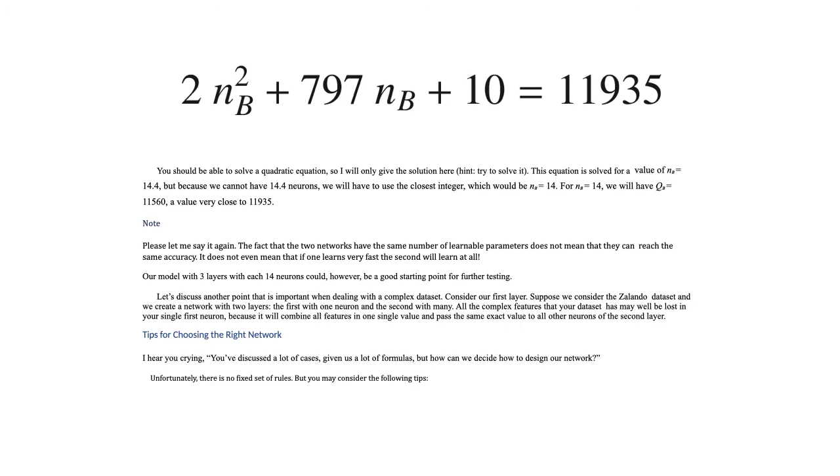Let's discuss another point that is important when dealing with a complex dataset. Consider our first layer. Suppose we consider the Zalando dataset and we create a network with 2 layers, the first with one neuron and the second with many. All the complex features that your dataset has may well be lost in your single first neuron, because it will combine all features in one single value and pass the same exact value to all other neurons of the second layer.